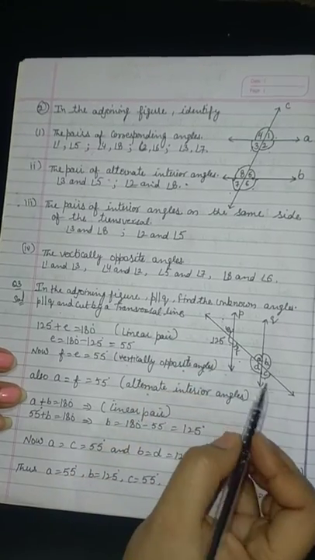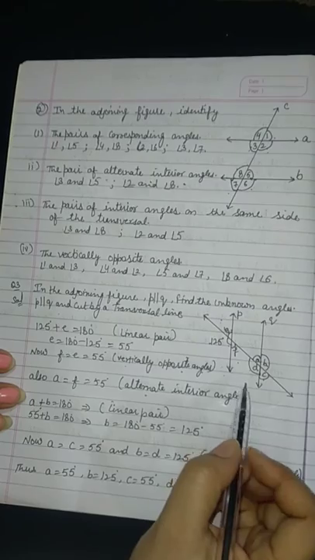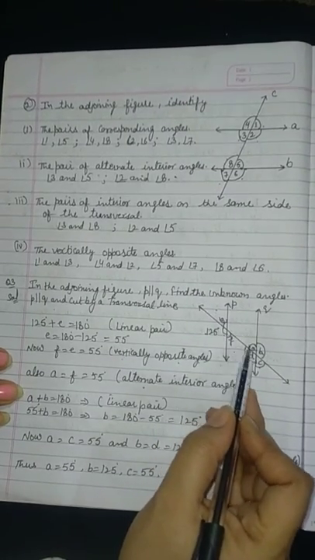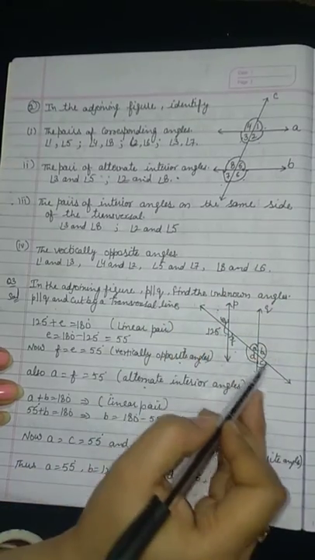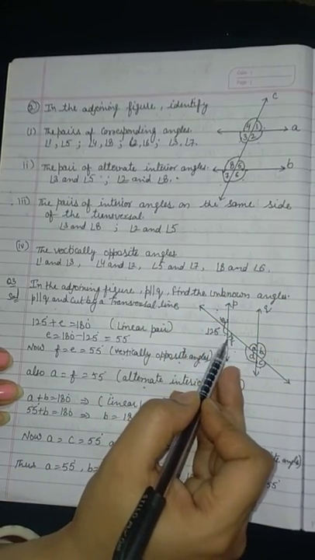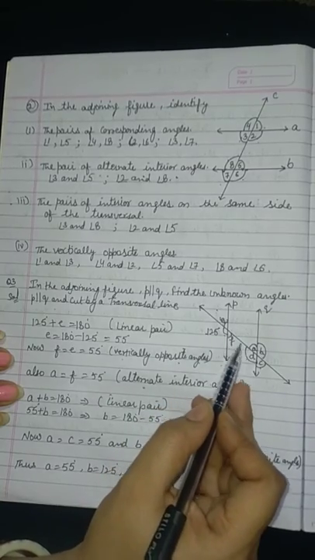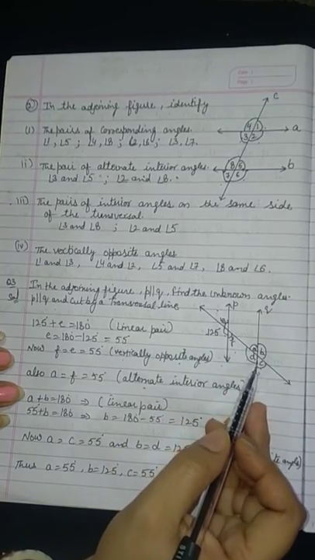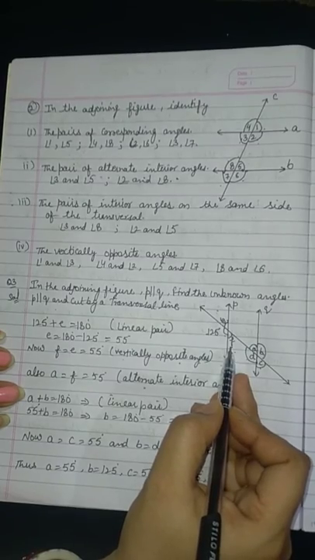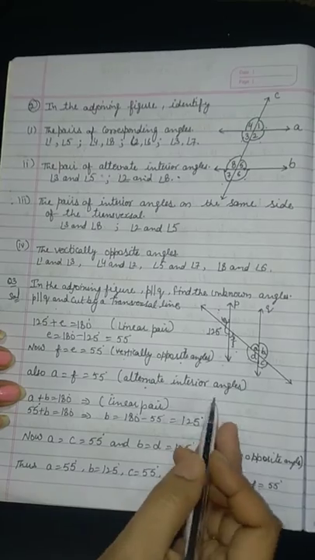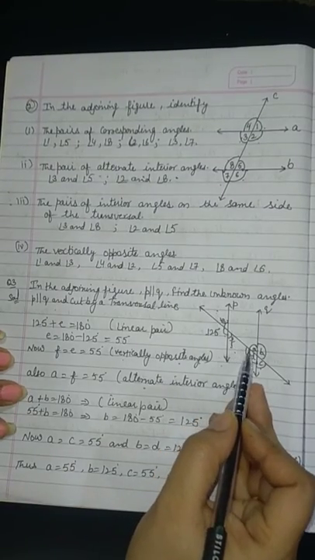Then also we can write here, see, A and F. What are A and F? See, these two lines are parallel. This is the transversal. They are lying in between the parallel lines, and they are on the alternate sides also. So here A and F are both alternate interior angles. If F is 55, then A will also be 55 degrees. So alternate interior angles, A equals F equals 55.